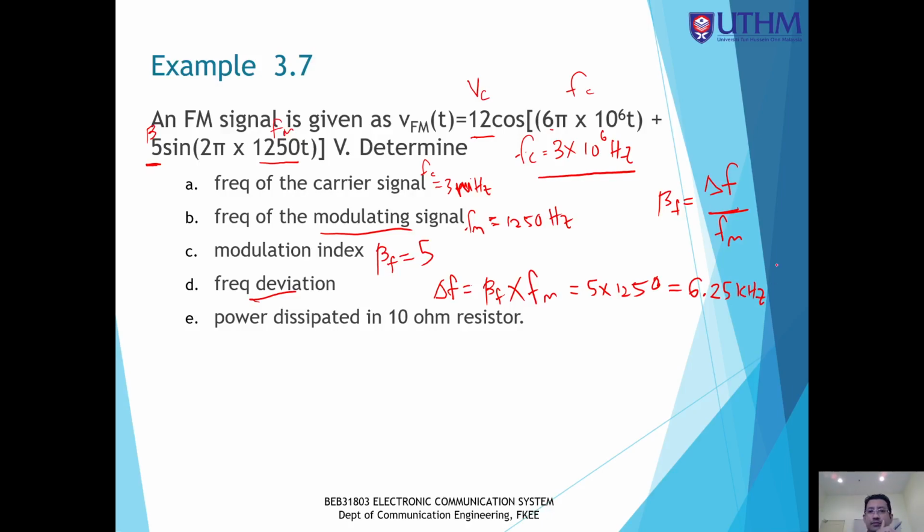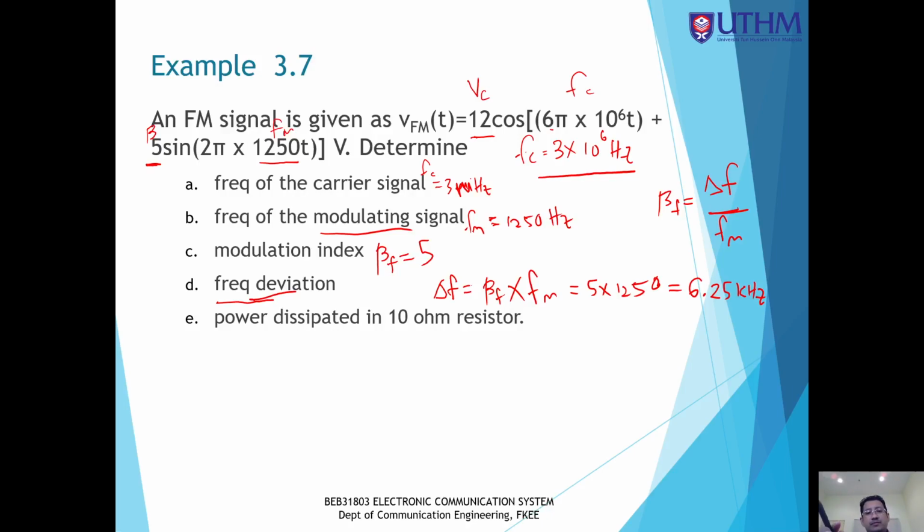Okay, 6.25 kilohertz. Could you please also check my answer? If my answer is wrong, please correct me. So 5 times 1250, you will get 6.25 kilohertz.